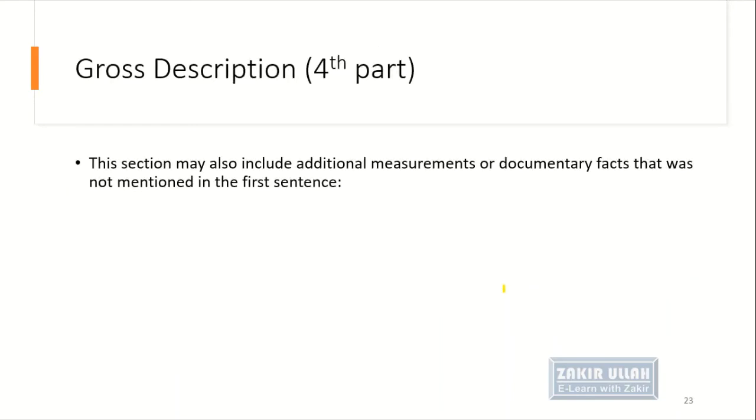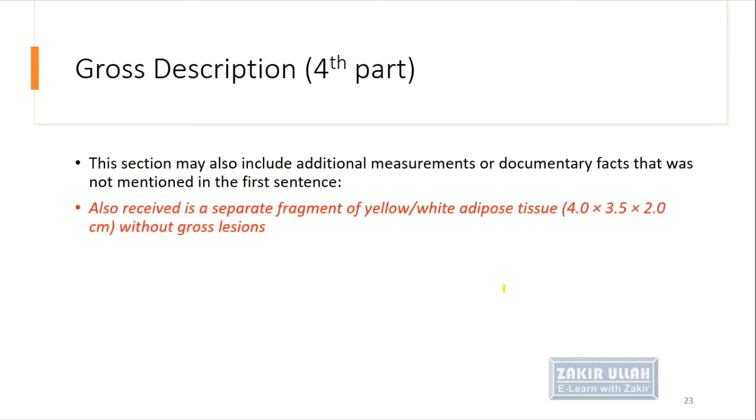Also, this section may include additional information regarding the measurements or documentary facts that were not mentioned in the first sentence. For example, also received a separate fragment of yellow-white adipose tissue having dimensions of 3.5 by 2 cm without gross lesions.